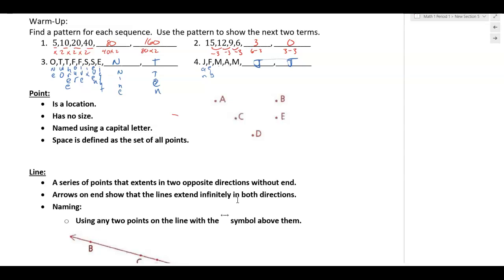So it has no size. Now we basically plot a point, right? And we name it just using a capital letter. That is key. So when I look here, this A is the name of that point. C is the name of this point, point D, and so on. Now, space is defined as the set of all points. So if we take all of these points and put them together, we create space, okay?